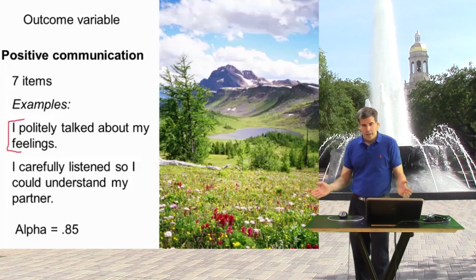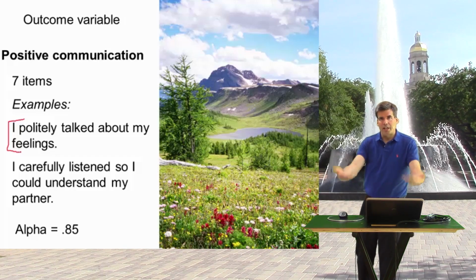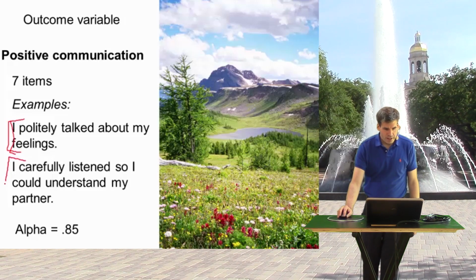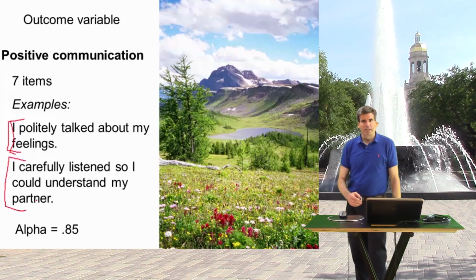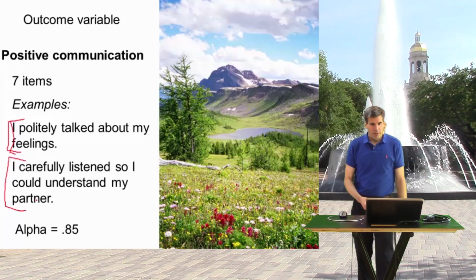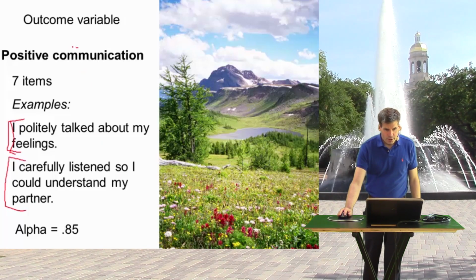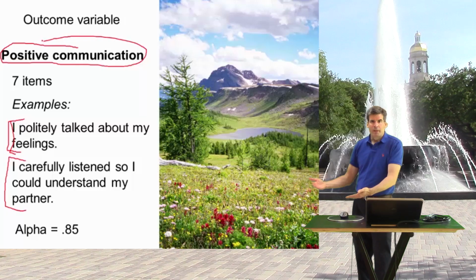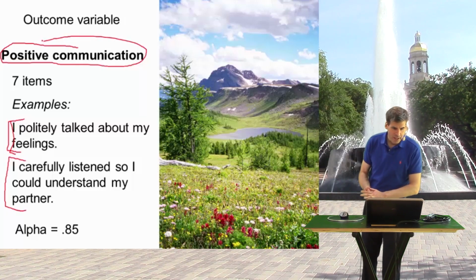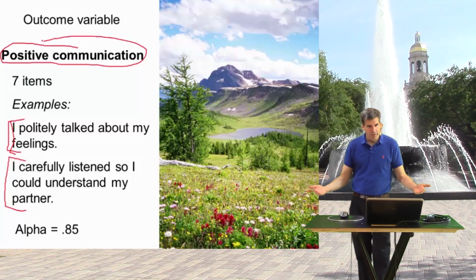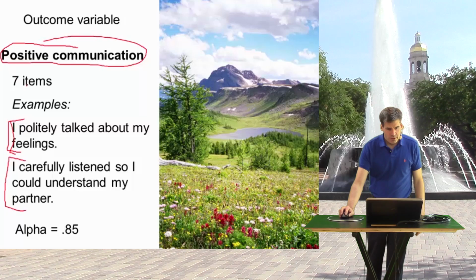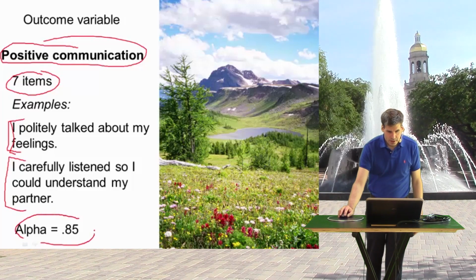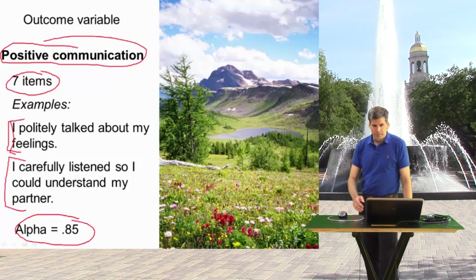But positive communication, if there is a conflict, is a way of addressing and engaging in that conflict in the most constructive way possible. So like politely talking about your feelings and carefully listening so you can understand a partner would be types of positive communication. So the outcome variable we're looking at here is the extent to which people used positive communication, and they're going to self-report this. So they're going to think of a recent conflict that happened in the last 2 weeks. Everyone in the sample had a conflict within the last 2 weeks. If they didn't, they weren't included. So think of a recent conflict, and then we had 7 items where they rated the extent to which they used positive communication during that conflict. And we had good reliability, alpha 0.85.